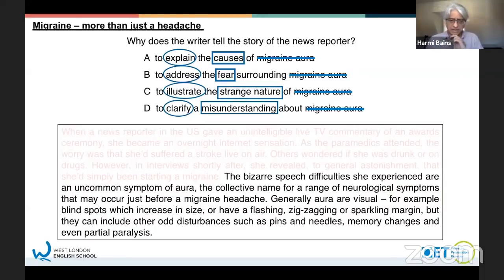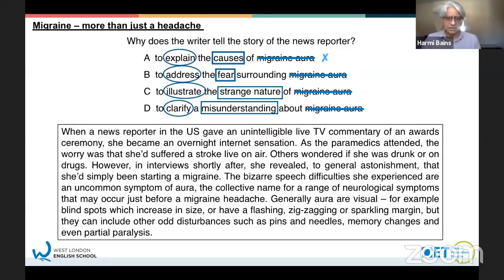Then it goes on to explain that the speech difficulties were actually symptoms of an aura migraine. And they talk about other symptoms as well. Visual: there are blind spots, you have flashing, there's zigzagging or sparkling as well. And really that's what it's telling you about then. So why do they tell you the story of the news reporter? Okay, so looking at the paragraph as a whole, the writer wasn't explaining the causes. They didn't tell us about this news reporter so we understand why people have migraine auras.